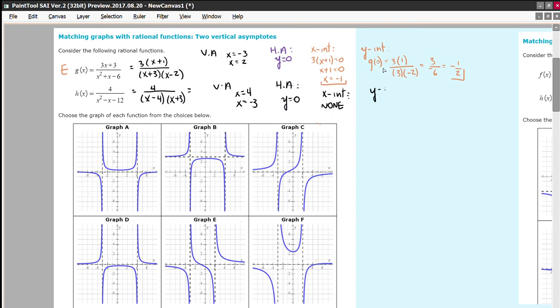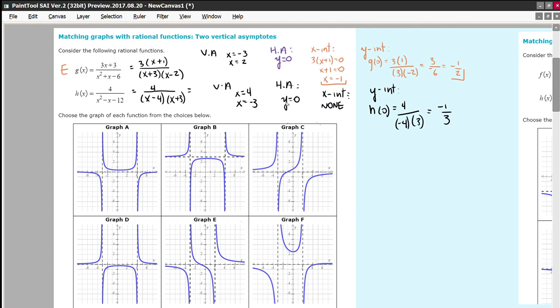And lastly, the y-intercept is found by evaluating the function in 0. So if I evaluate the function in 0, this is 4 over -4 over 3. This is 4 over -4. This is -1/3.